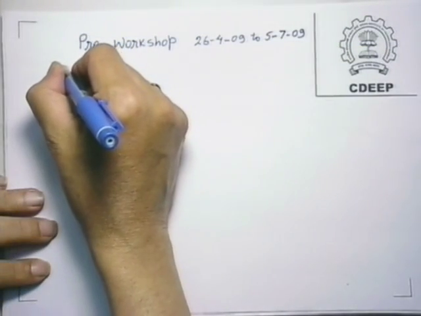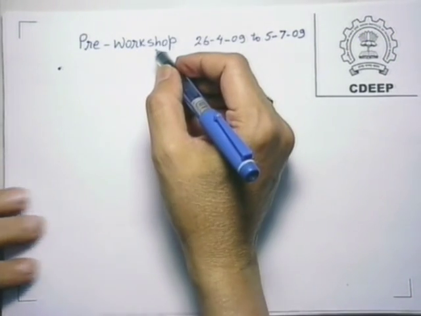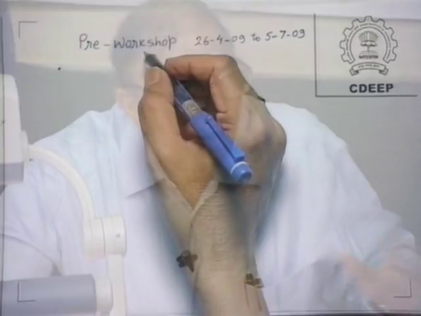Okay. So let's go in sequence. Some of these activities will be parallel, some of these will be sequential. So first of all, let's talk about pre-workshop. That means we are arranging the workshop for teachers.